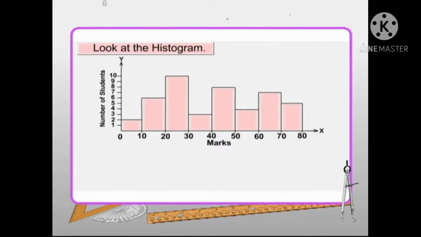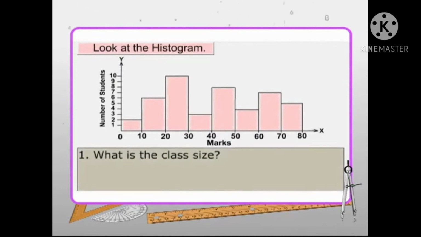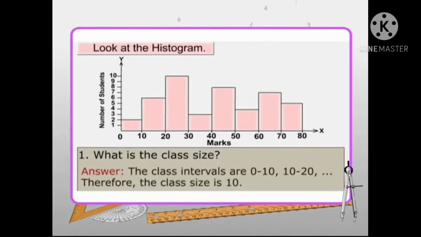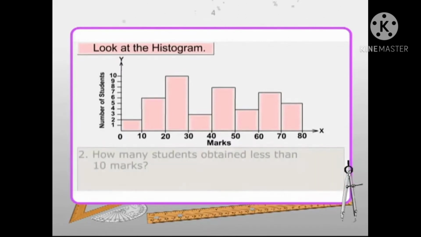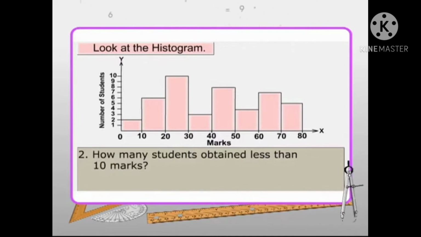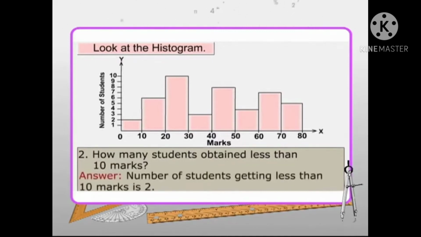First question. What is the size of the class? The answer is, since the class intervals are 0 to 10, 10 to 20, 20 to 30, therefore the class size is equal to 10. The second question is, how many students obtained less than 10 marks? The answer is that the number of students getting less than 10 marks is 2.